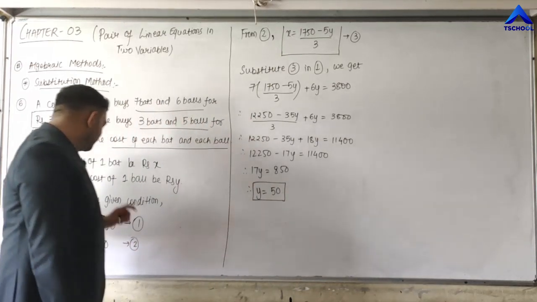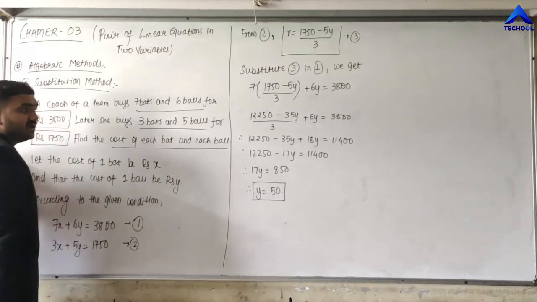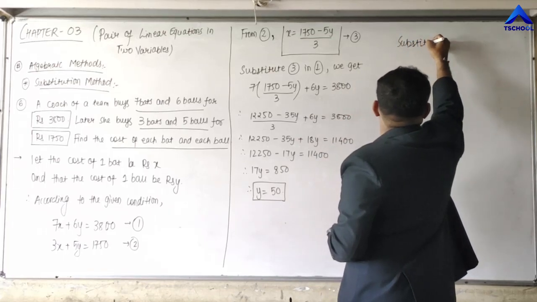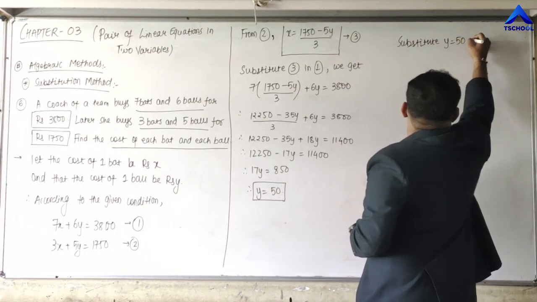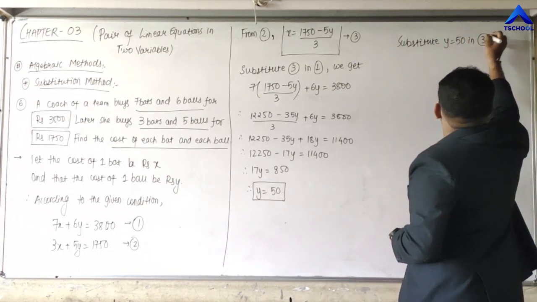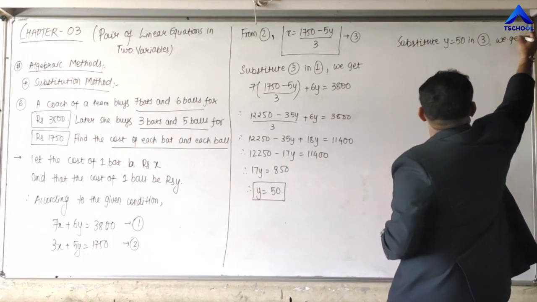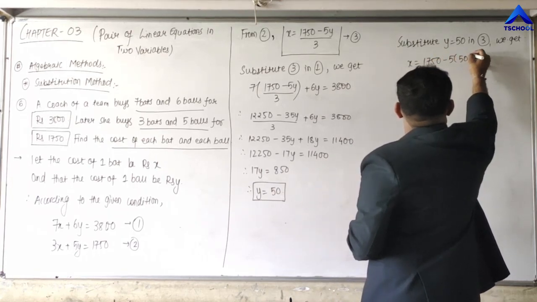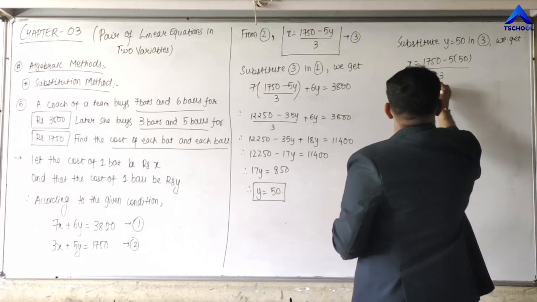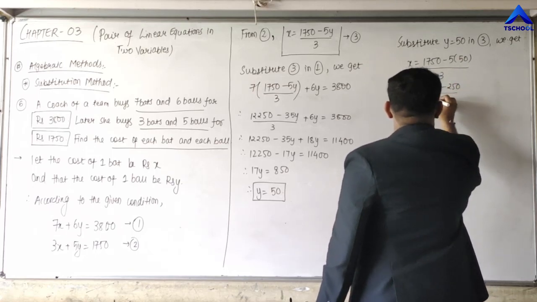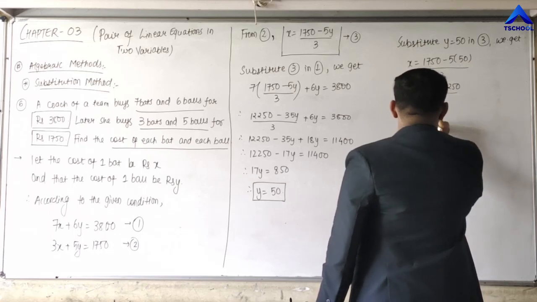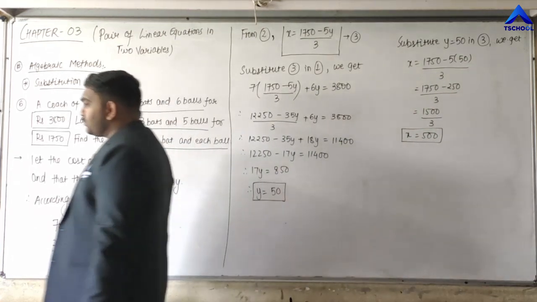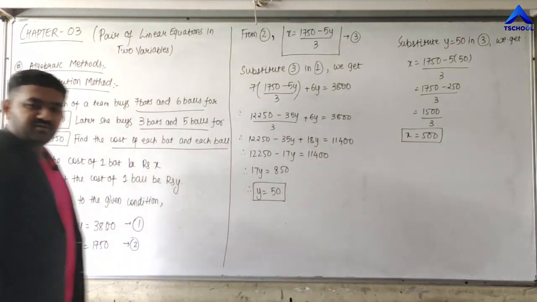Right, so we got y. What is y here? The cost of one ball. So the cost of one ball is 50 rupees. Now what we are going to do next is substitute y equals 50 in the third equation. We get x equals 1750 minus 5 into 50 upon 3. So that is 1750 minus 250 upon 3, that is 1500 by 3, and that equals 500. So x equals 500 and y equals 50.